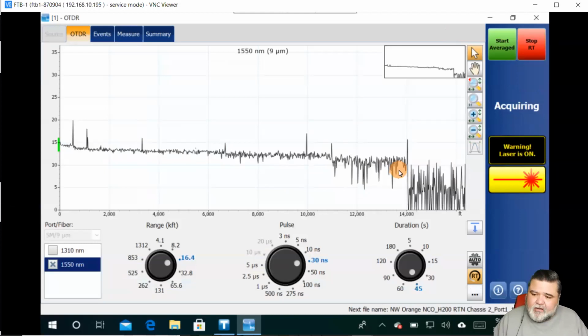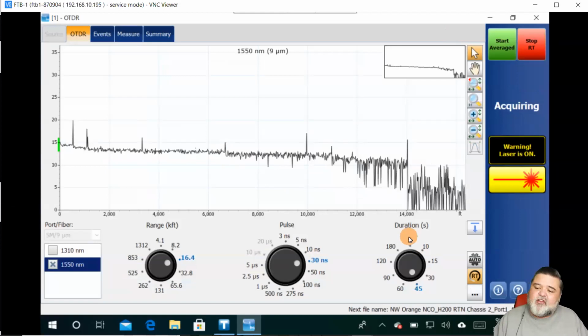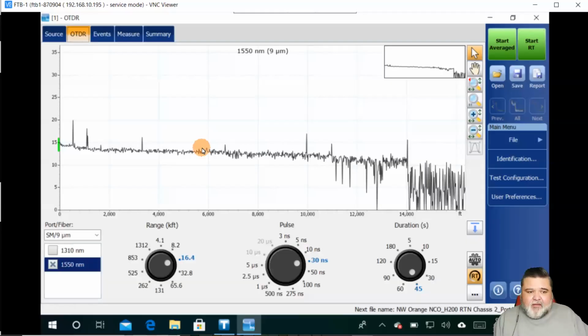OTDRs do have limits on how far you can test. They come in different varieties of models. You have an entry level, last mile OTDR, and then you have ultra long haul, and everything in between, depending on your application. There are also specialized OTDRs like DWDM. All of this is relevant, whether it's a short reach OTDR or an ultra long haul OTDR. It's range, pulse width, and duration. The difference is some can test further than others, and some have additional wavelengths that you don't typically see.